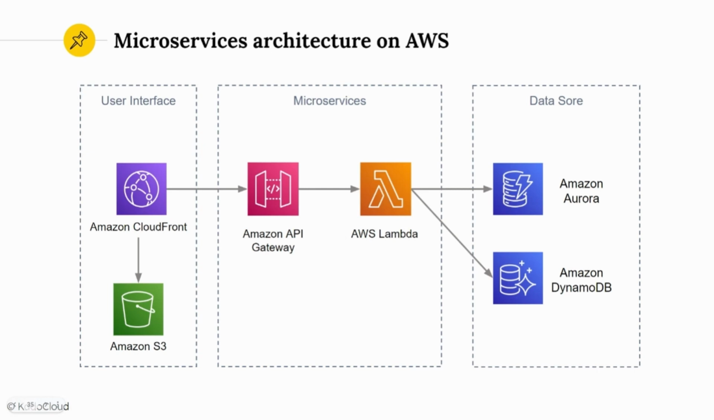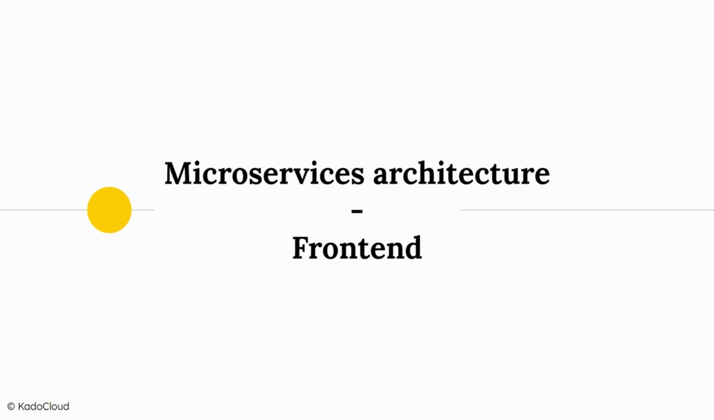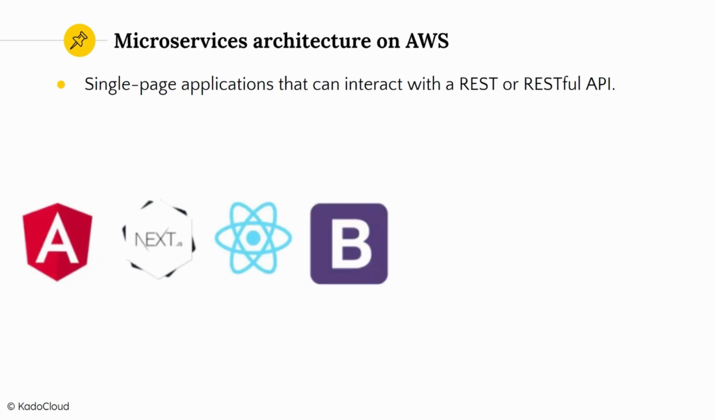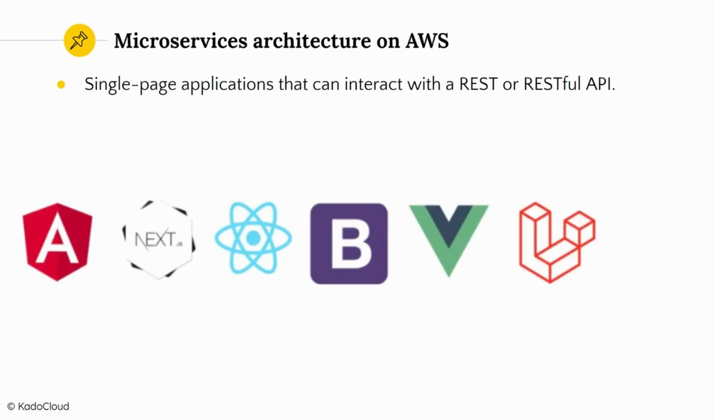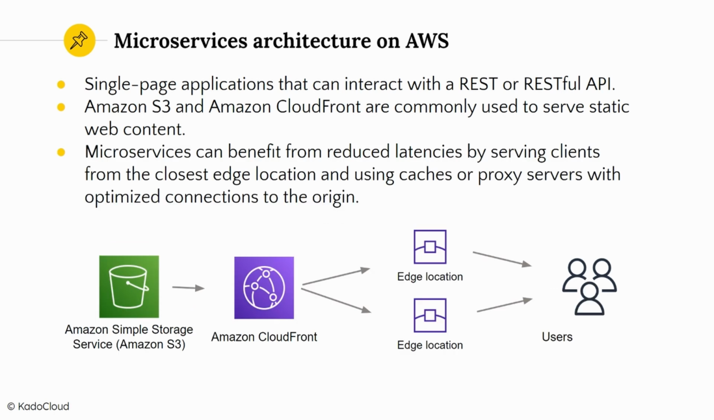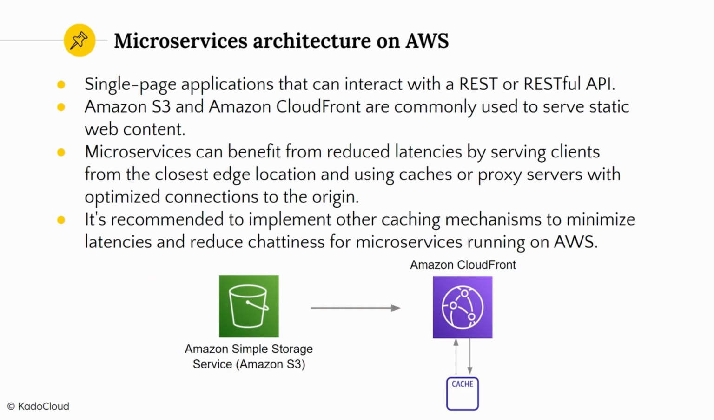By using Amazon Web Services, product teams can successfully overcome these challenges and achieve greater success with their software development efforts. In this section, we will talk about the front end of a typical microservice. JavaScript frameworks are commonly used in modern web applications to enable single-page applications that can interact with a REST or RESTful API. To serve static web content, Amazon Simple Storage Service, Amazon S3, and Amazon CloudFront can be utilized. Microservices can benefit from reduced latencies by serving clients from the closest edge location and using caches or proxy servers with optimized connections to the origin. It's best to implement other caching.